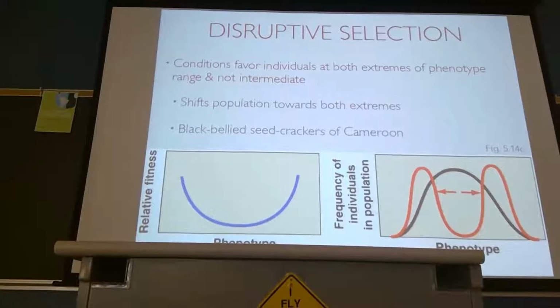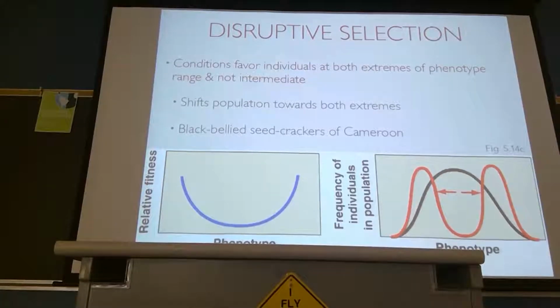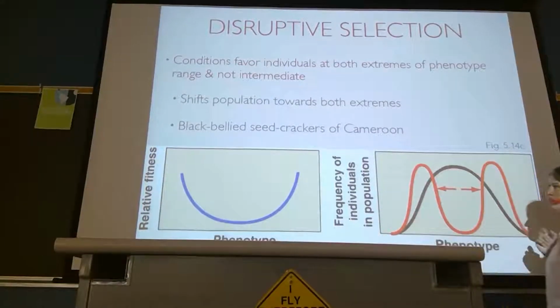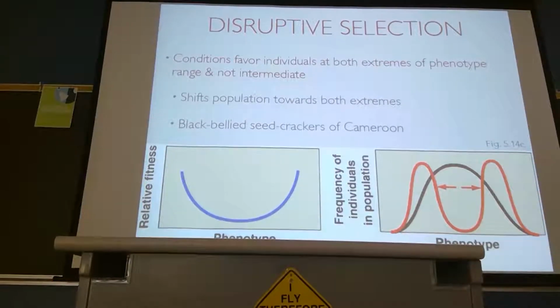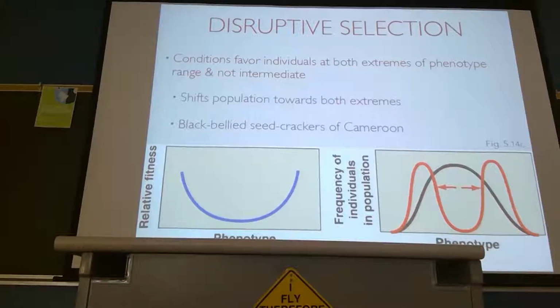In this case, again, the phenotypes at either end have a higher fitness, and the frequency of individuals in the population shifts from the normal bell curve to either extreme. In this example here, which are the black-bellied seedcrackers of Cameroon, it's another bird species.